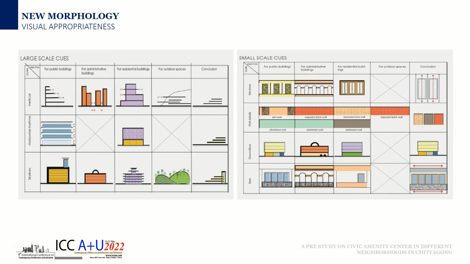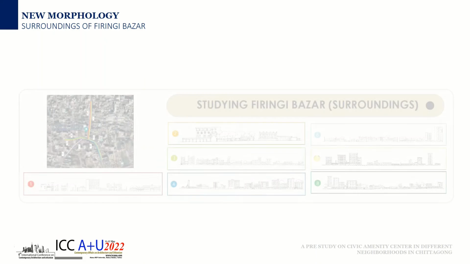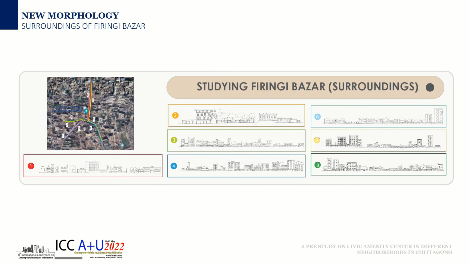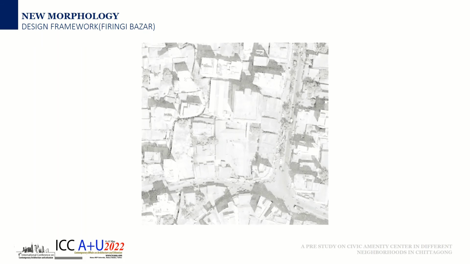For visual appropriateness, we found two major cues, large scale and small scale cues. The large scale cues are vertical rhythms, horizontal rhythms, skylines, and the small scale cues are the windows, wall details, ground floors, and base. From the sketches of the site surroundings, we get the idea of image, form, and context of the site. On the basis of our study, we developed a design framework for the Civic Amenity Center in Firingi Bazar.